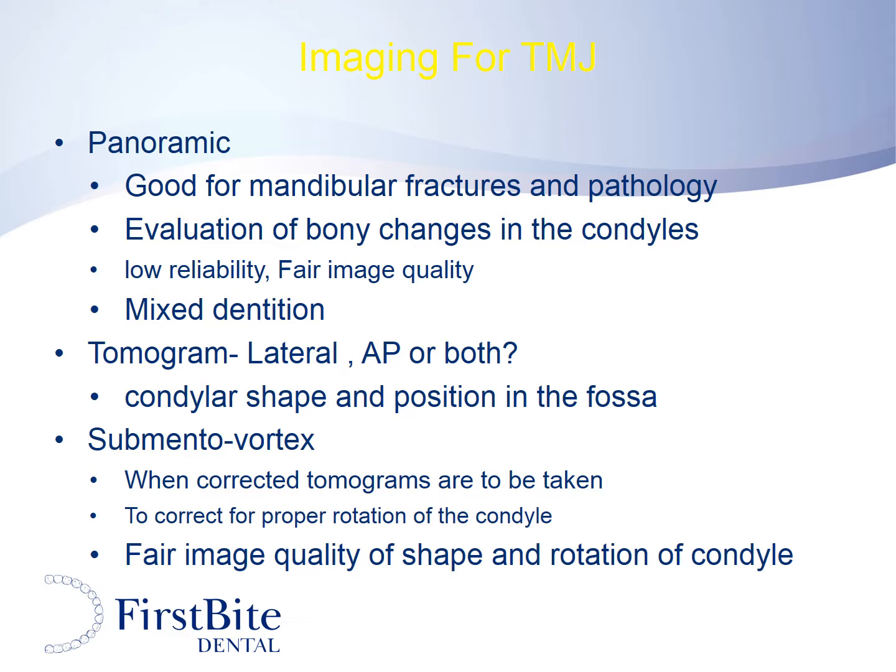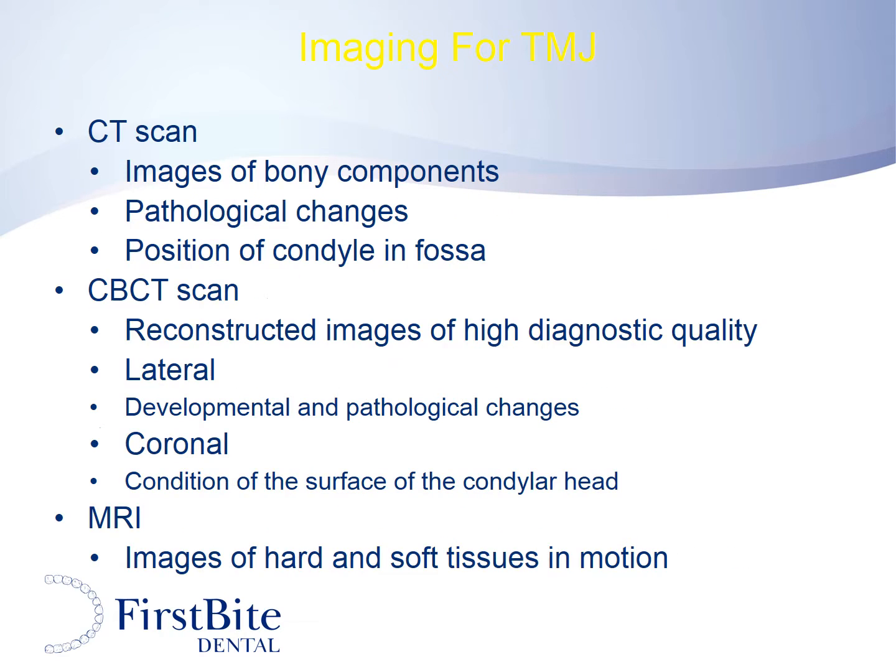A tomogram is a more specific kind of x-ray that looks at the jaw joint itself. You can take it from the side of the face, or you can take it from the front of the face, or you can take it from both, just depending on what needs to be looked at, because each image will give you a different view. A submento vortex is just a different kind of x-ray that can be taken. It's probably not one that's rushed to be taken nowadays. These are the newer kind of x-rays.